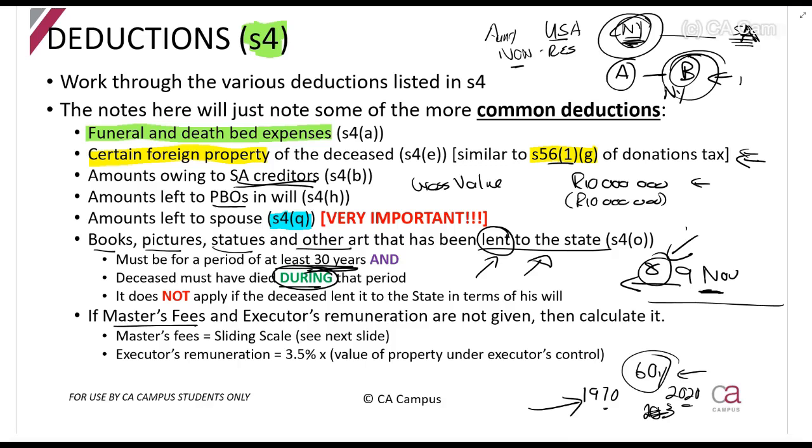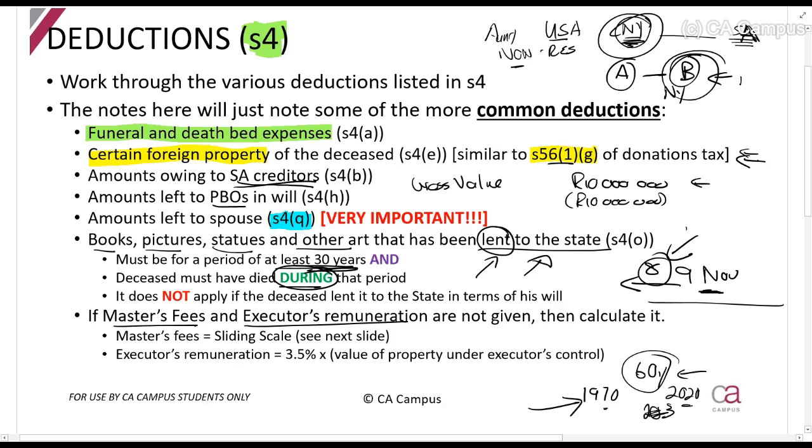And then any master's fees. The master's fees are for the master of the court, because when you die, your executor will have to submit all sorts of documentation and calculations to the master of the court, who has to then look at the process and approve it, and approve your will, and approve the distributions and so forth, and wrap up your estate. That master of the court has a fee. The executor also has a fee.